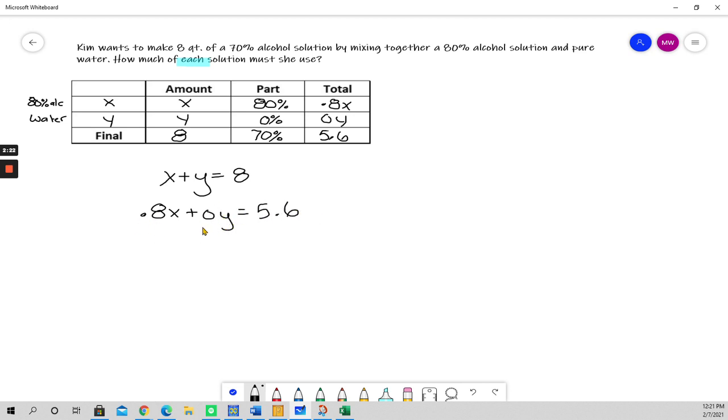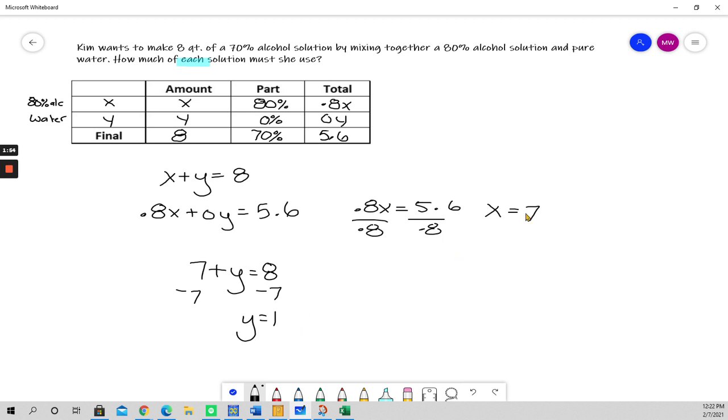Well, because Y isn't included, what I can really say is that 0.8X has to equal 5.6. I'm going to divide by 0.8 on both sides. I'm going to get X equals 7. Okay. So 7 quarts, and I'm going to take that 7 and plug it back in. 7 plus Y equals 8. Minus 7 minus 7, Y equals 1. Okay. So I need 7 quarts of the 80% alcohol, and I need 1 quart of water.